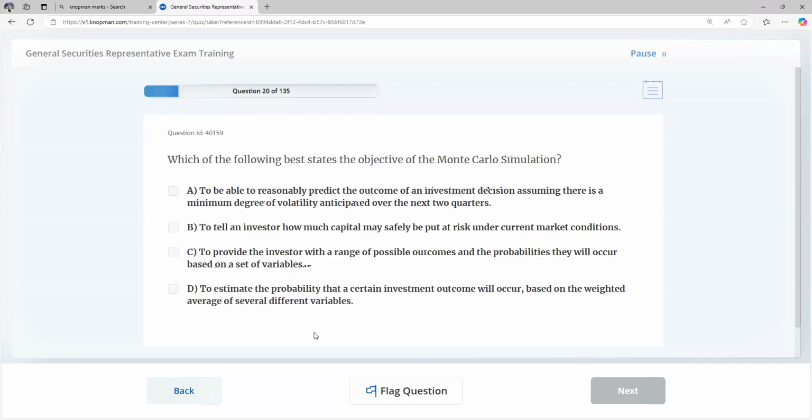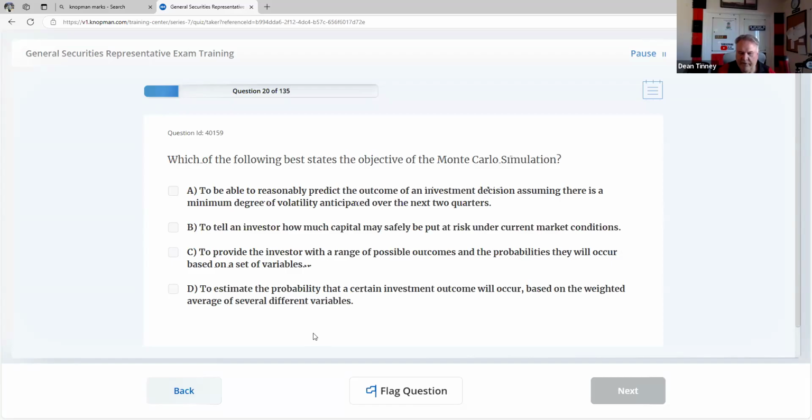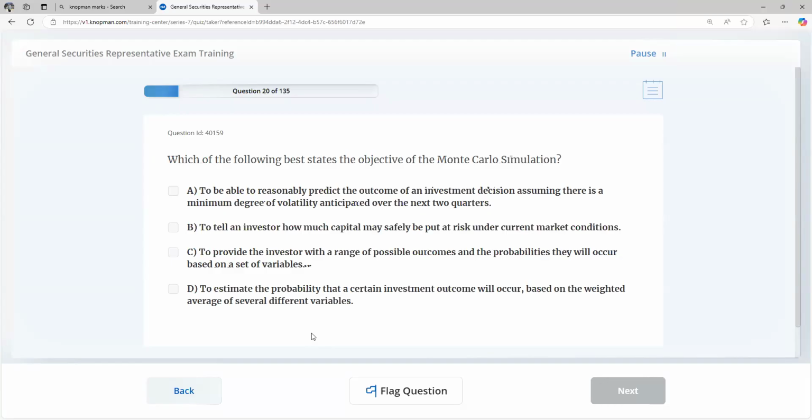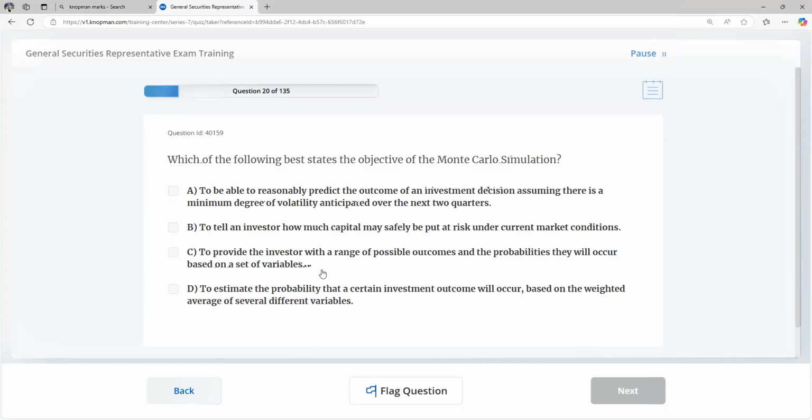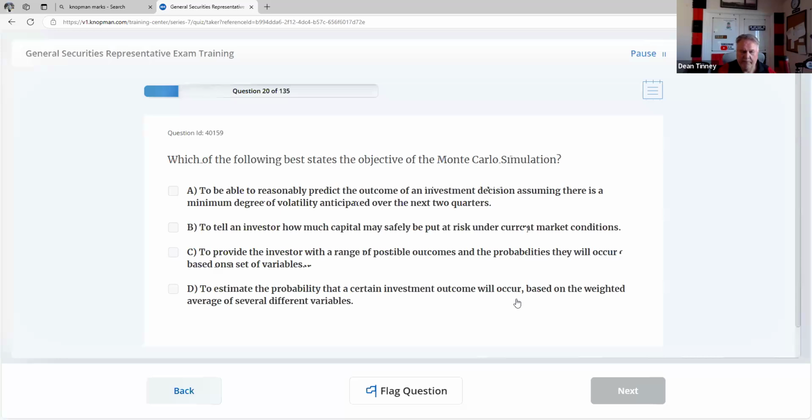I'm between C and D. I'm with you, I think it's C or D, so we've got to decide which is really better. I don't know what this is, so I'm fully guessing. What we do is we say, hey, I've run a Monte Carlo simulation and it says we have this probability. So we have to say it's probabilities that will occur based on the weighted average, or to estimate the probability of a certain investment outcome will occur based on the weighted average of several different variables.